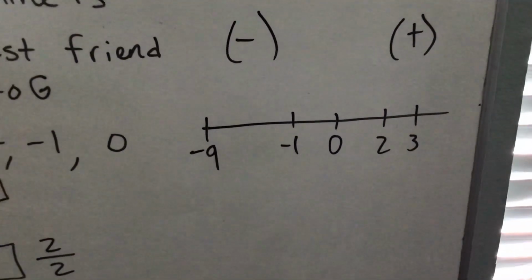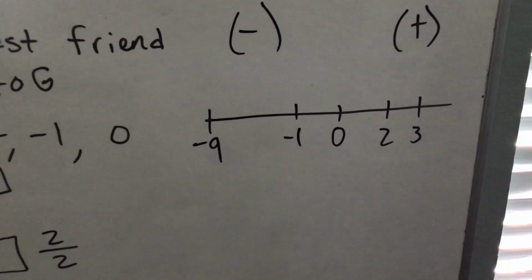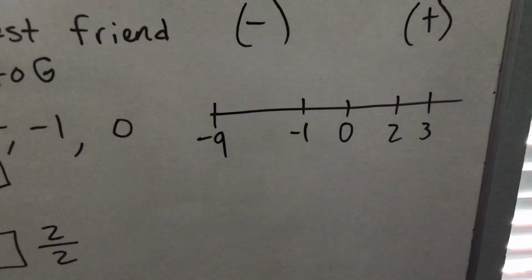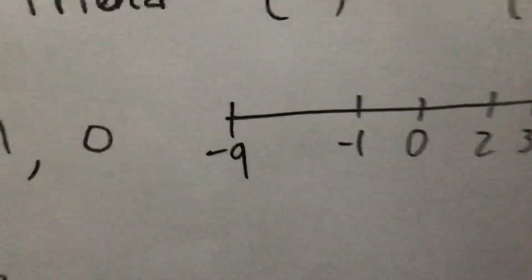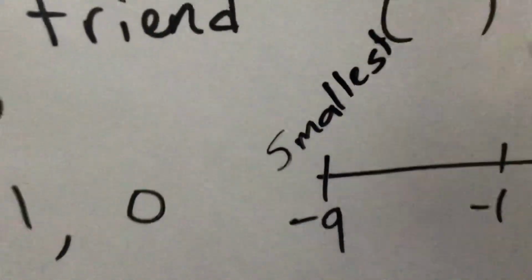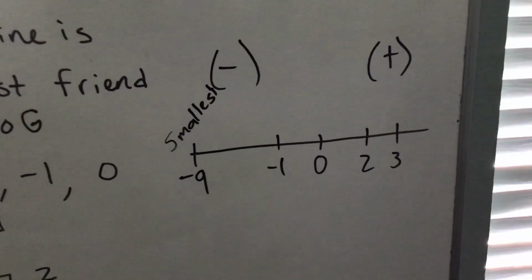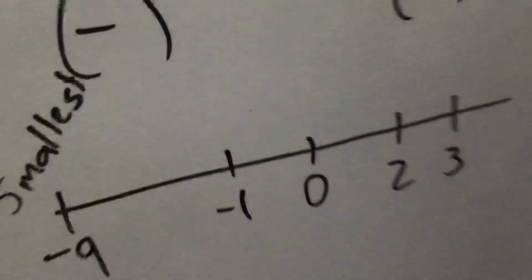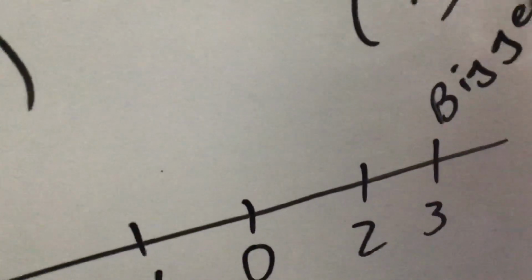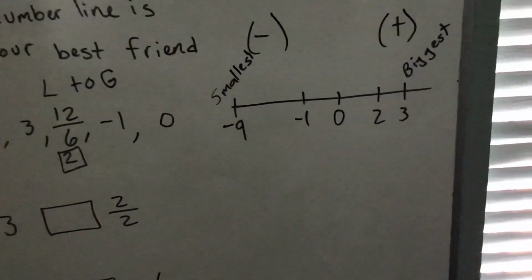As you know, negatives are smaller than positives. So the number on the very left, which is -9 in this case, is a negative and it's always going to be your smallest number, so I would label that as my smallest number. I would do the same on the right side. The number on the very right is always going to be your biggest number. I'll go ahead and label it. That's my biggest. Once you do that, it's just impossible to get this wrong.